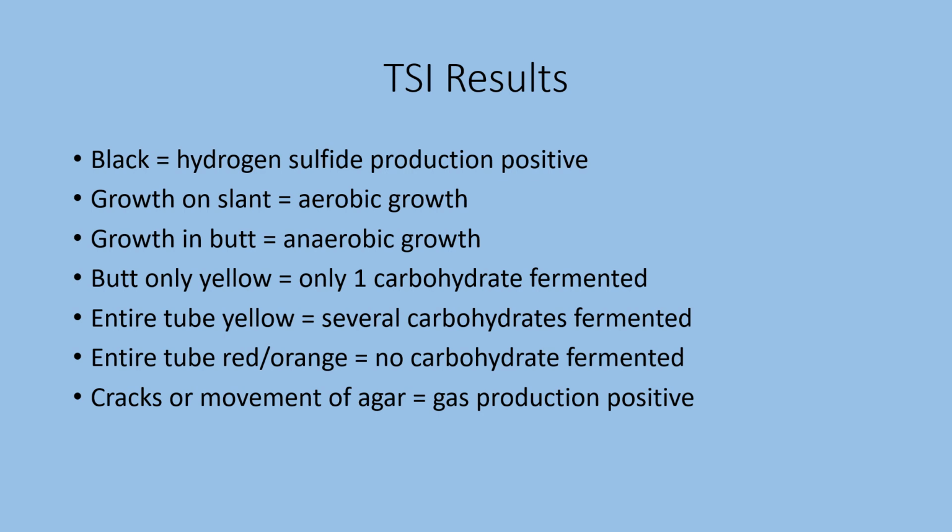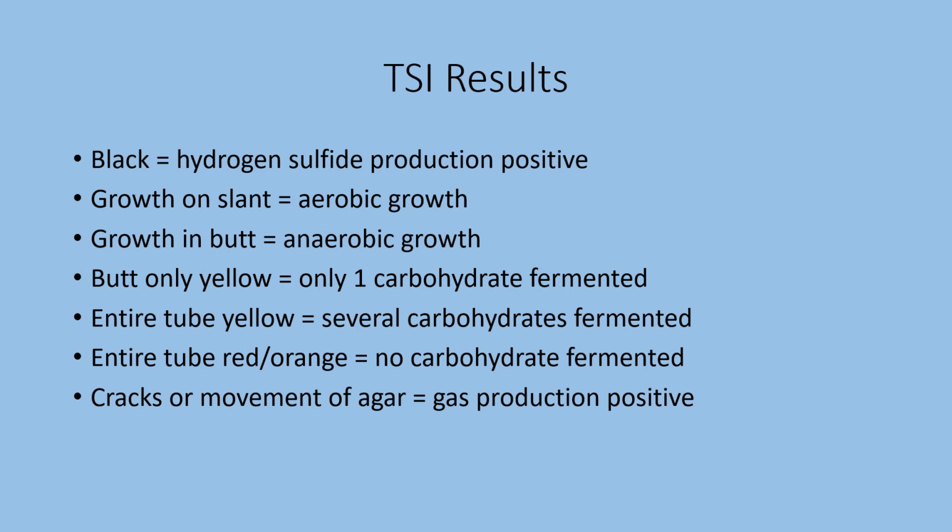You would inoculate it, as I said, inoculate the slant, stab the butt, incubate it. After the incubation period, you're going to pull it out and you're going to look at it. Now, the very first thing you're going to see, do you see black anywhere in the media? If so, that is positive for hydrogen sulfide production. Look to see, is there growth on the slant portion? If there is, that's positive for aerobic growth. Is there growth deep in the butt section? That would be anaerobic growth.